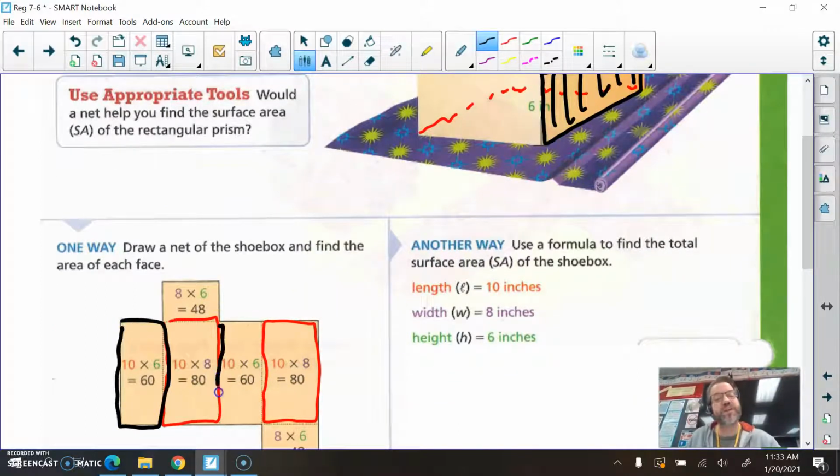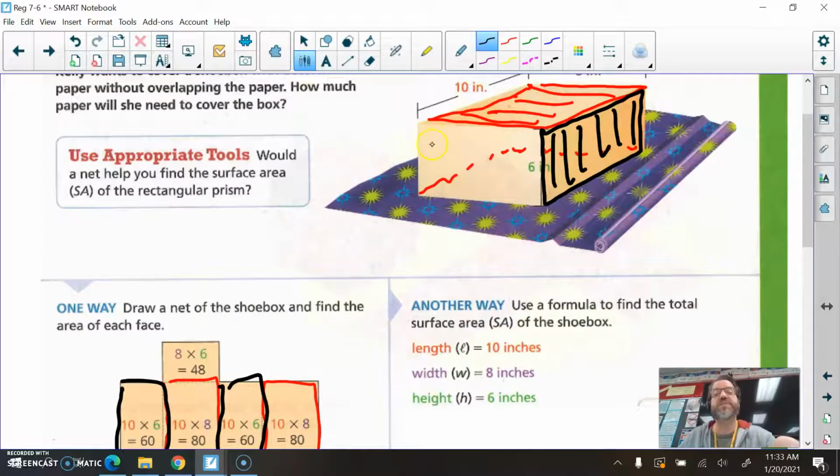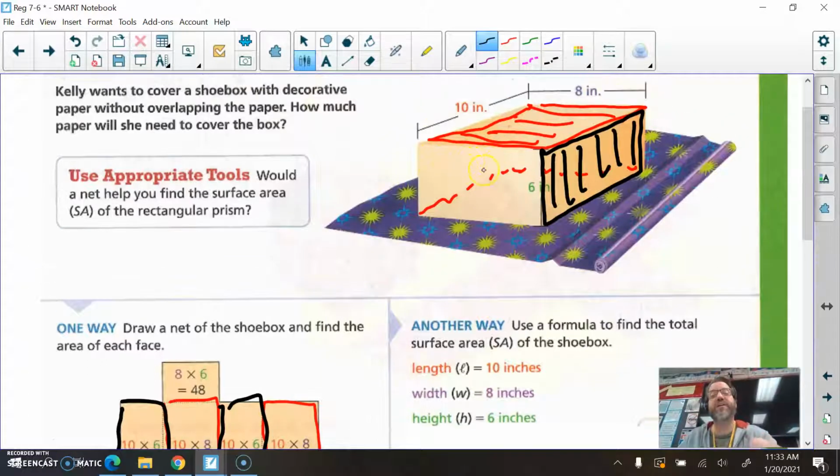And there's another 10 by 6 across from it right here. And that other 10 by 6 would be on the left-hand side, kind of hidden back here on the other side of this box. Okay, that's 10 by 6 also. And then we have the front and we have the back.